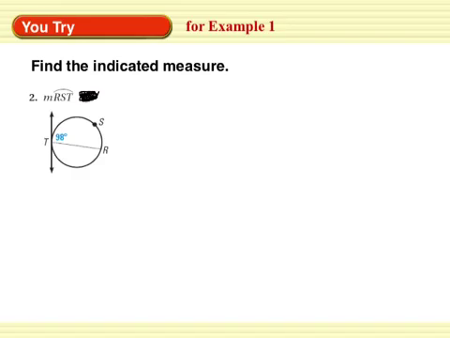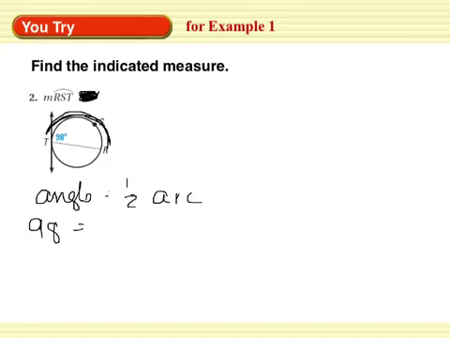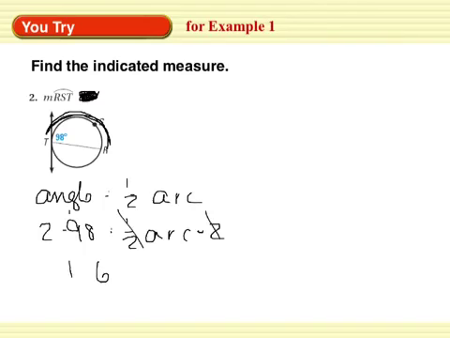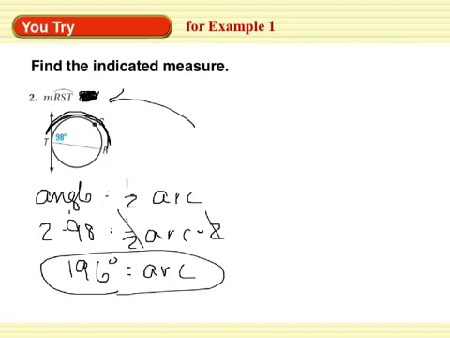We're trying to find the measure of RST. RST is this arc right here. Angle is 1/2 arc. We don't know the arc, but we do know the angle. To get rid of that 1/2, I multiplied both sides by 2. Twice 98 is 196, so 196 is the arc. Which if you rewind, it's written right there.